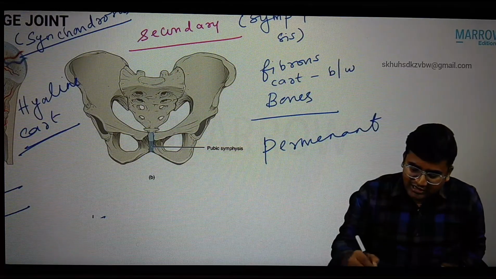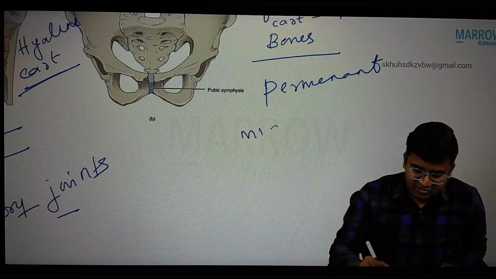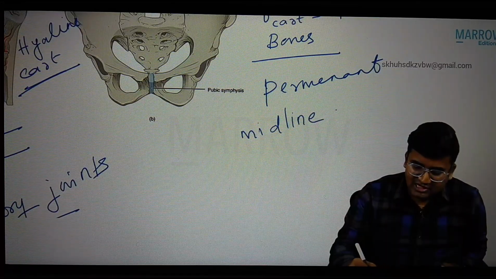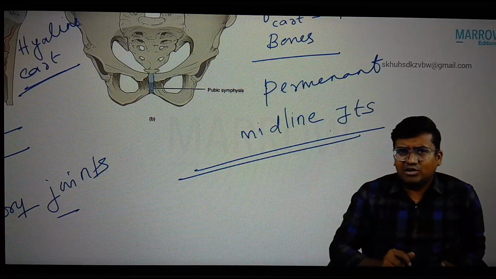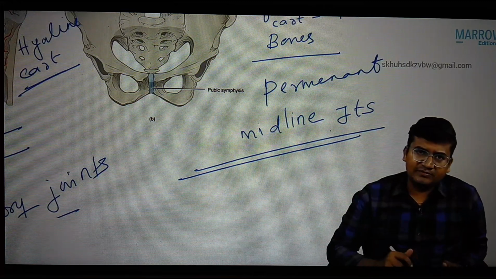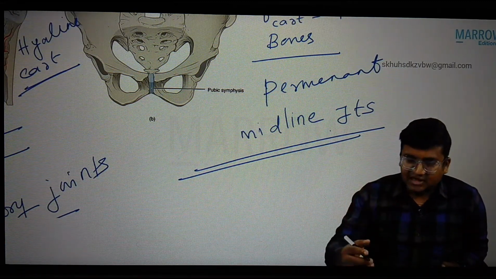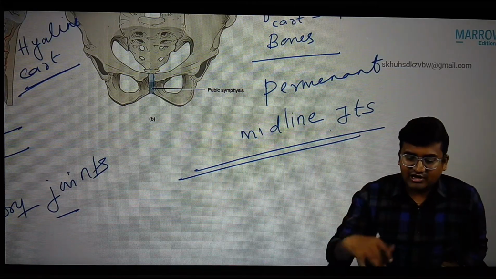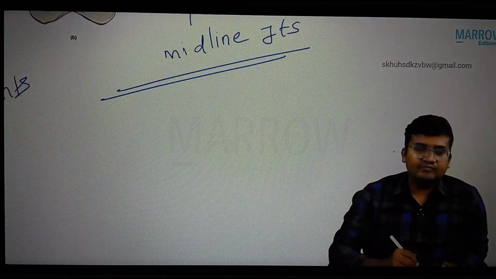And the secondary cartilage joints, or midline joints, or symphysis joints. So the secondary cartilage joints are midline joints. All the midline joints in the body are symphysis type only. Now what are the joints present in the midline?